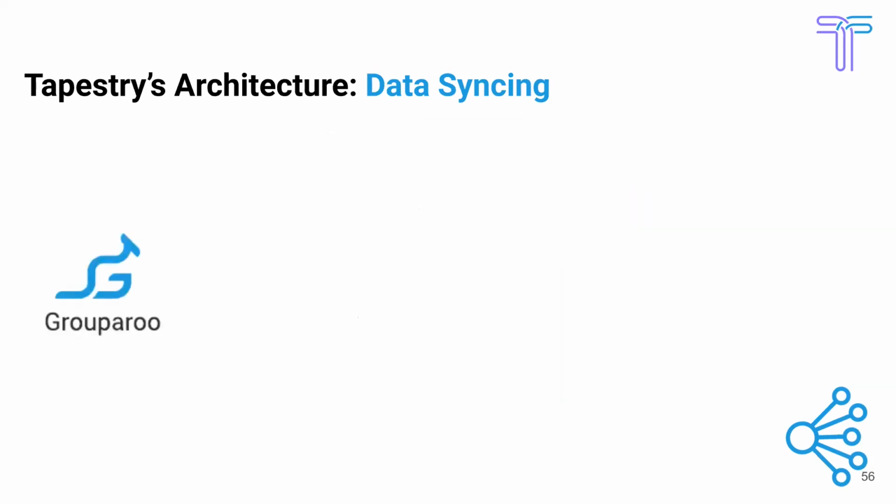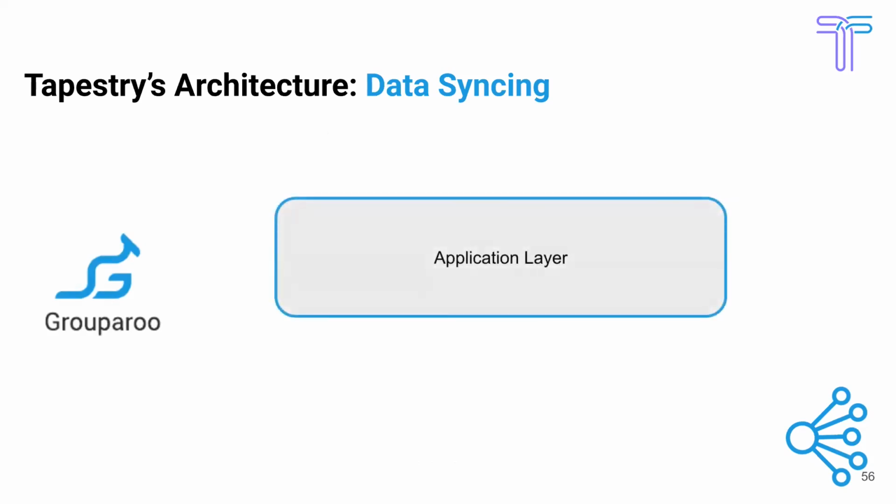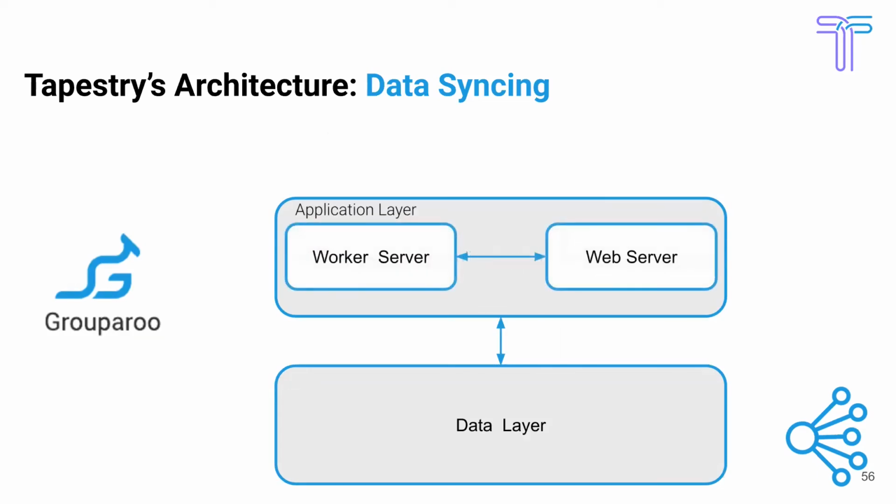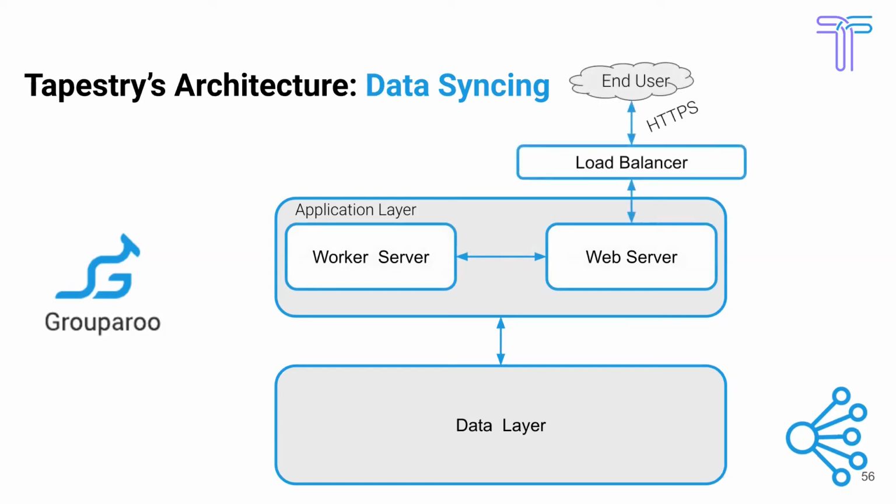Grouparoo recommends deploying their web application stack with an application layer and a data layer. Let's talk about the application layer first. This is where a worker server and web server will reside. When a request to sync data up with external sources comes in, it first hits a load balancer, which directs the request to the web server. From there, the web server can then offload the task to the worker if the task will take a long time to complete. When these slower jobs are run in the background, it improves the responsiveness of the web worker.